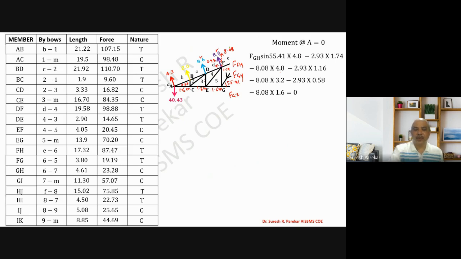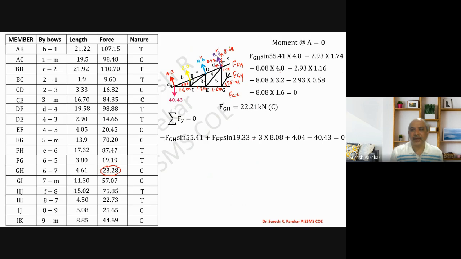By this we are going to get FGH as 22.21 kilonewton compression. So for GH, we can see 22.21, and for GH here I get 23.28 kilonewton compression. So we have a little change. I already mentioned to you that 10% is allowed by the graphical method actually.